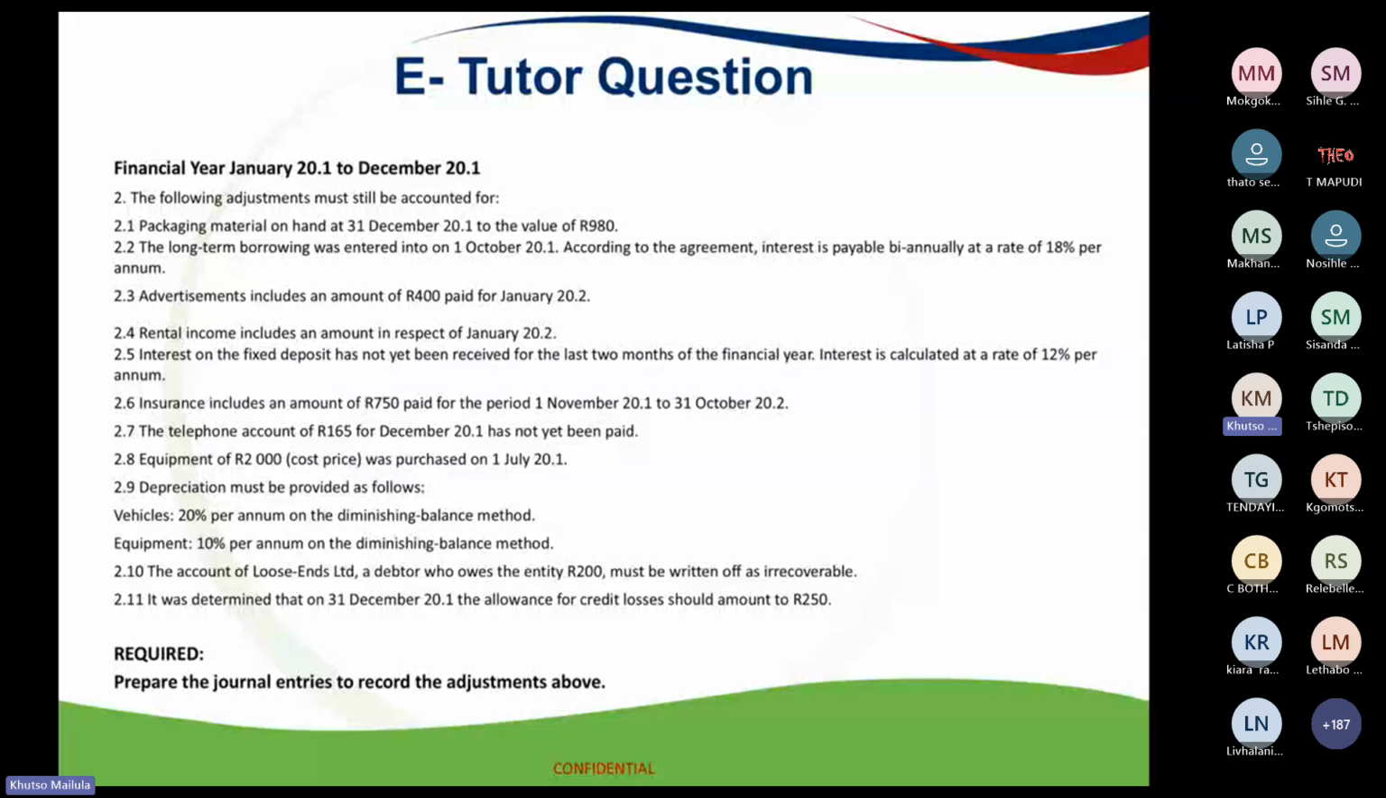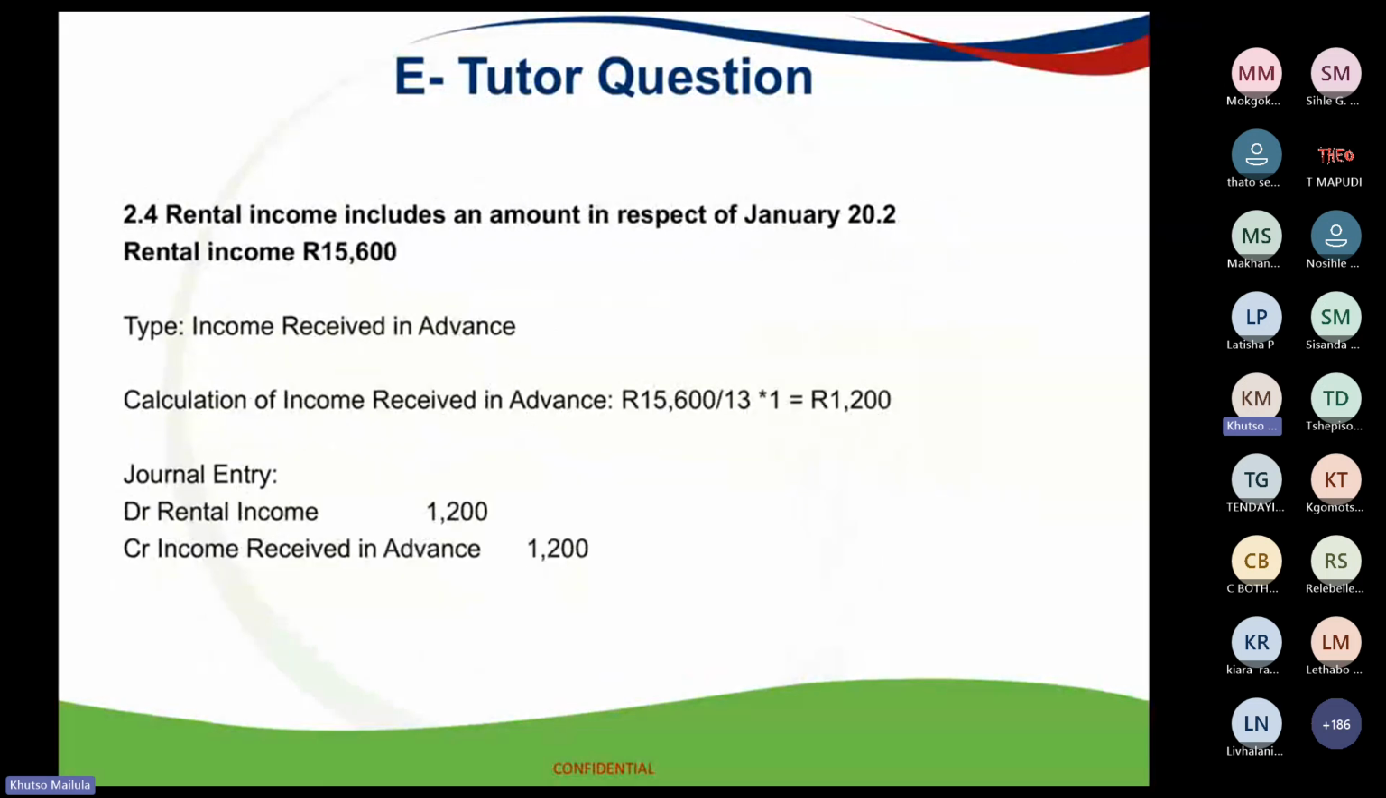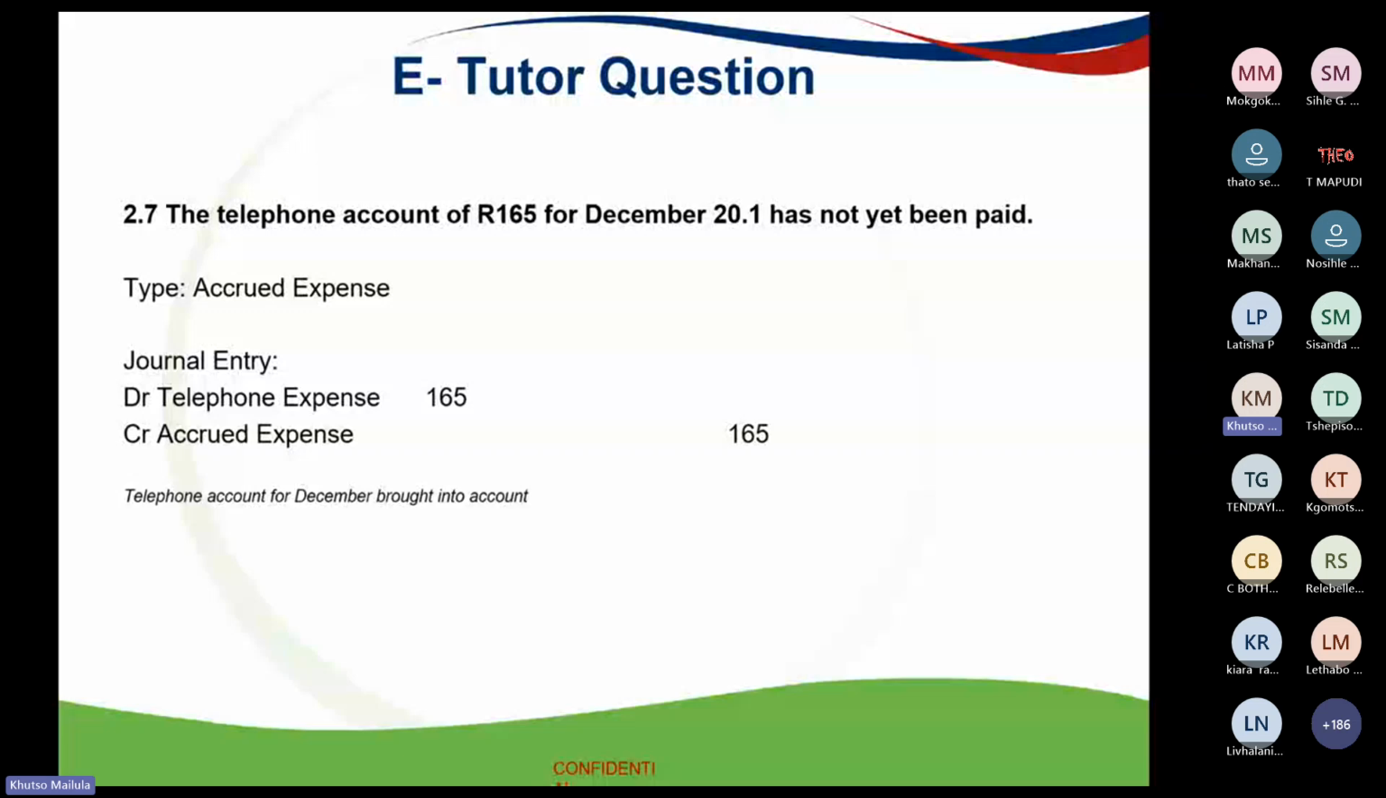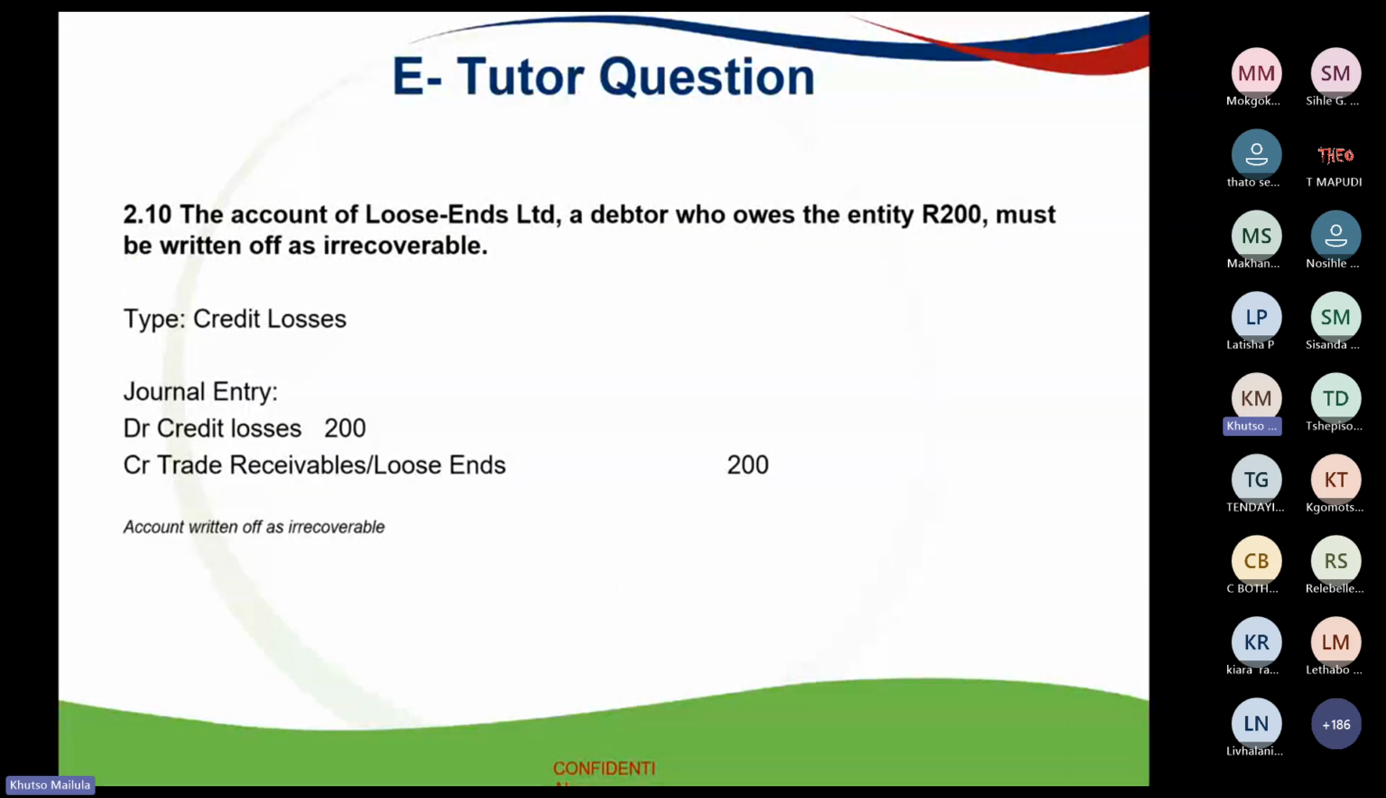And that is correct. The reason behind it is that we have to reduce our trade receivables. When we reduce trade receivables, because it's an asset, we credit it. And then we also reduce the credit loss. So that's the reason behind it.